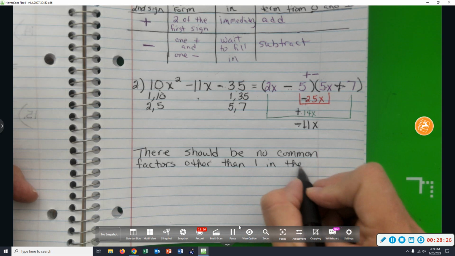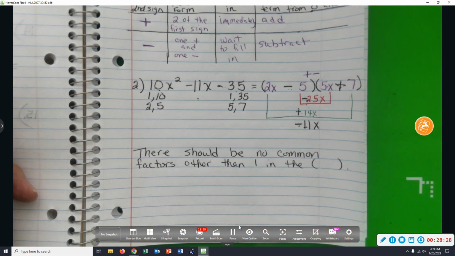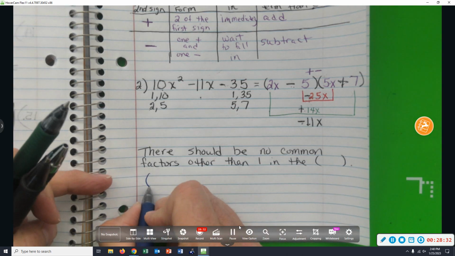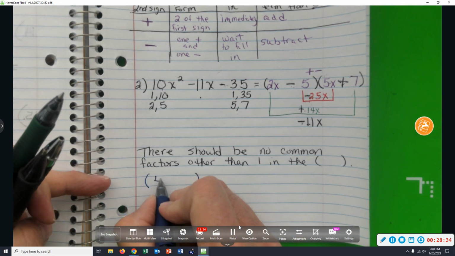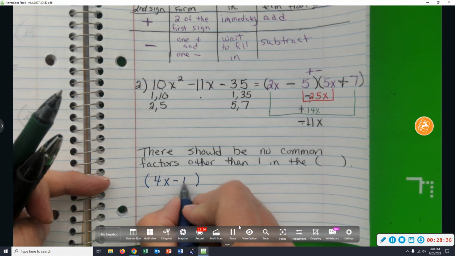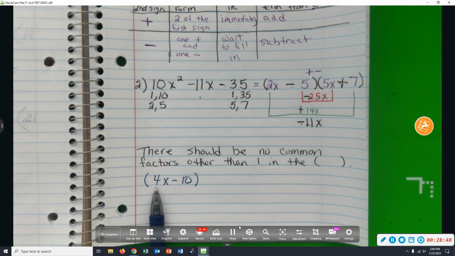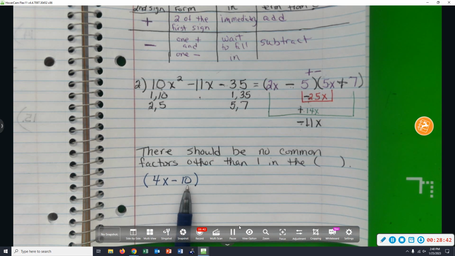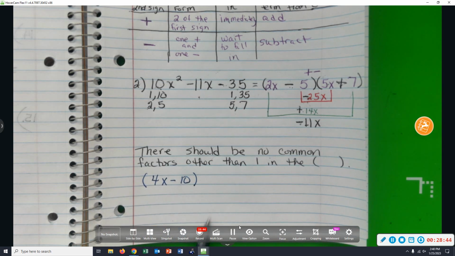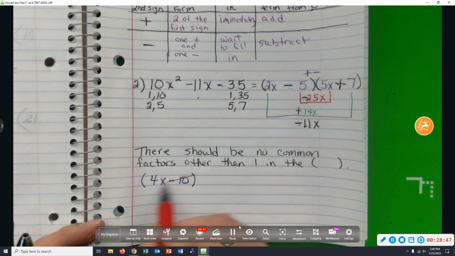In the parentheses. What the heck do I mean by that? Well, is there some number other than 1 that divides into 4 and 10? Yes, 2. You can never have that.